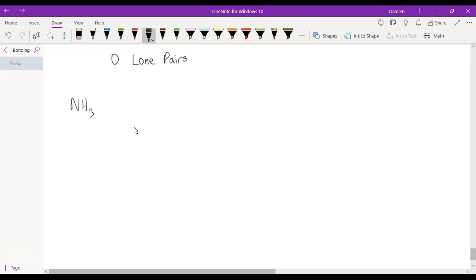So NH3 is next, ammonia. And let's have a look at what we have here. We've got nitrogen, which is 7, so this is in group 5 of the periodic table. We've got again hydrogen, which is 1 electron, and this is in group 1. It's 1 electron in the outer shell.